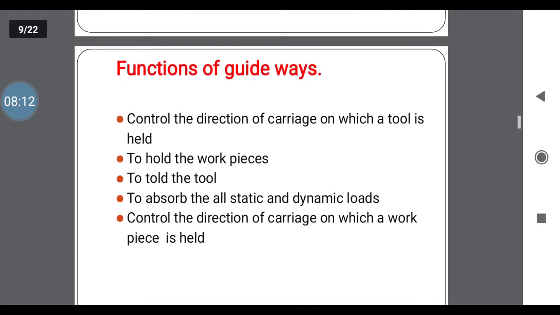Next one, what are the overall functions of guideways? We know the guideways and the different types of guideways. Here we mention some functions of guideways. First one, control the direction of carriage, which means control the movement from one side to the other. With respect to the user, it can control the direction. Next one, to hold the workpiece. As you know, these are holding devices. They are mainly used to hold the workpiece as well as to hold the tool.